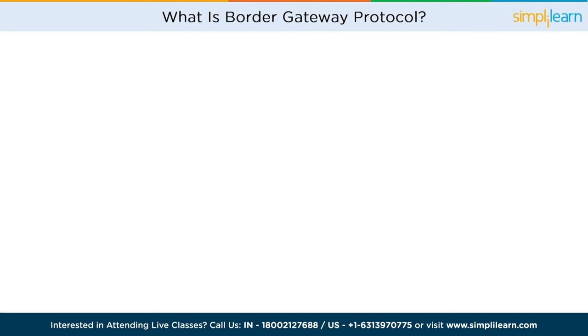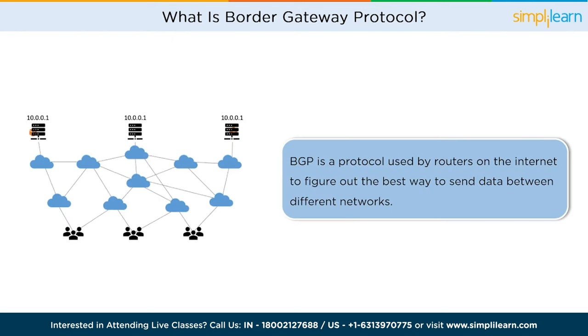So let's start this video with what is Border Gateway Protocol, or BGP. BGP is a protocol used by routers on the internet to figure out the best way to send data between different networks. It helps routers exchange information and make decisions on the most efficient paths to send data packets across the internet. The internet is vast, and the amount of data that glides through the internet is gigantic. So how does BGP work in that?